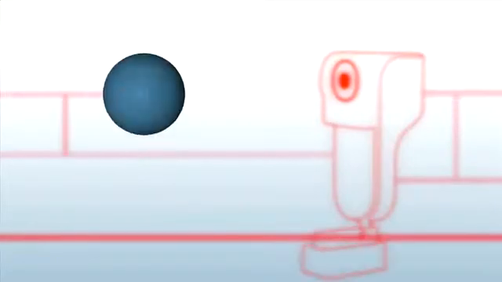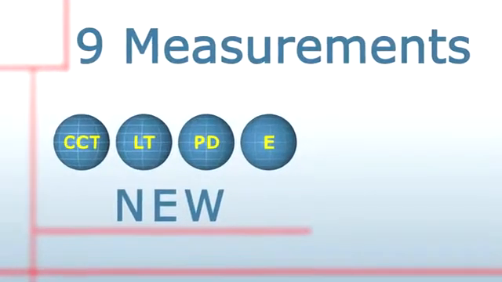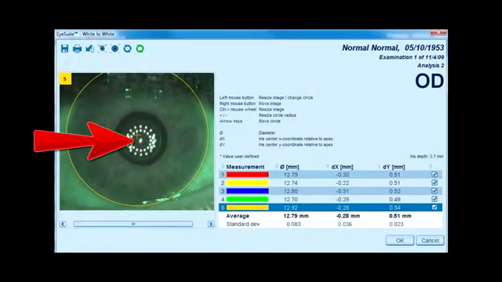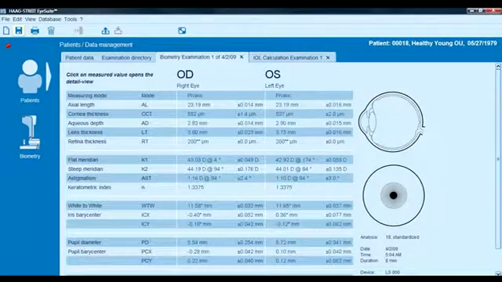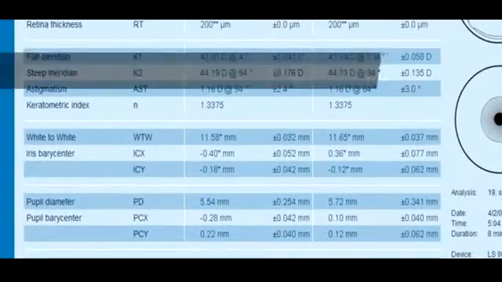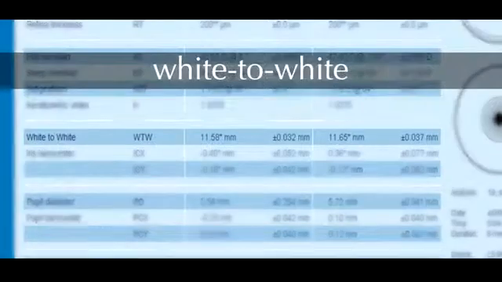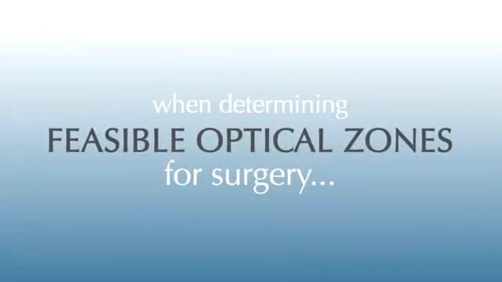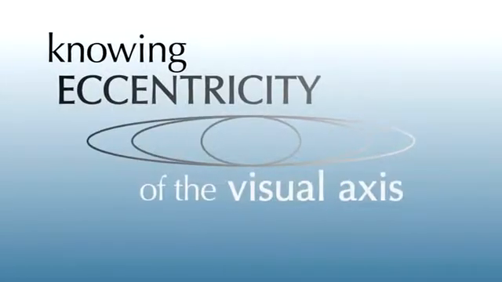This lesson will focus on the eccentricity of the visual axis, known as angle kappa. It refers to the angle between the center of the pupil, or pupillary axis, and the visual axis. The eccentricity of the visual axis is assessed with respect to white to white as well as to the pupil center. When determining feasible optical zones for surgery, knowing the precise eccentricity of the visual axis can be valuable information.